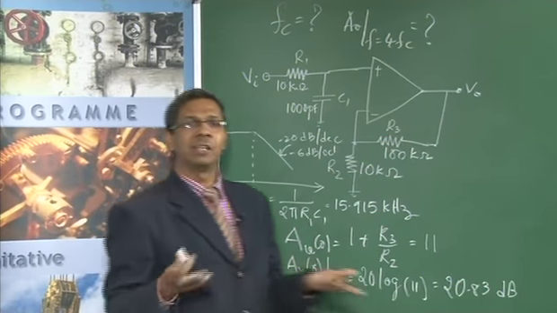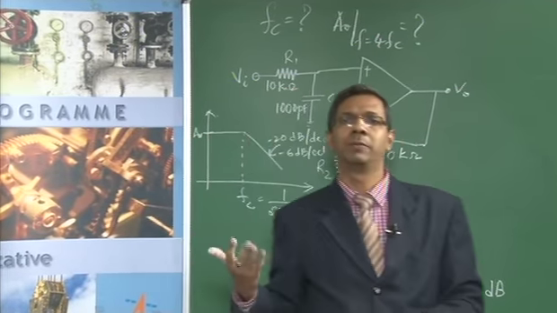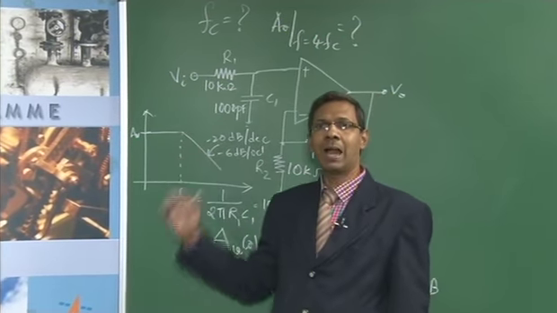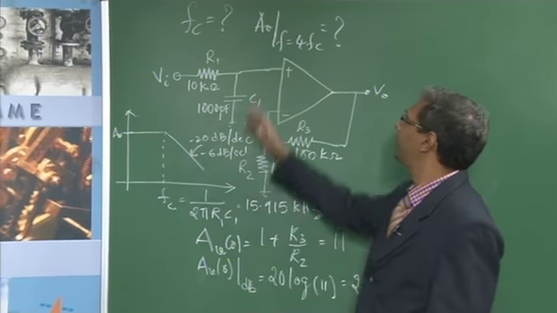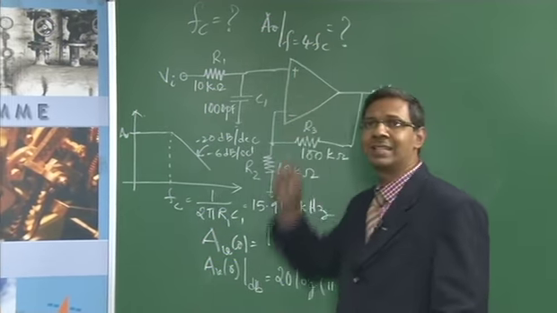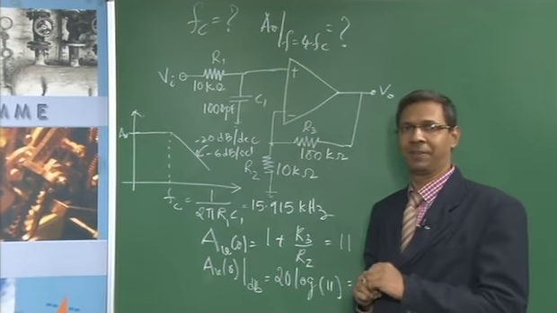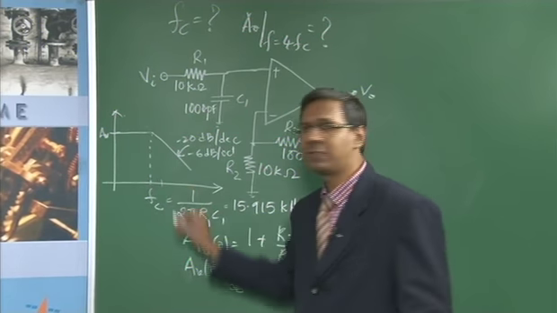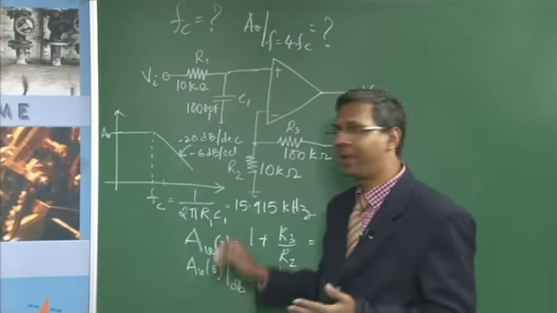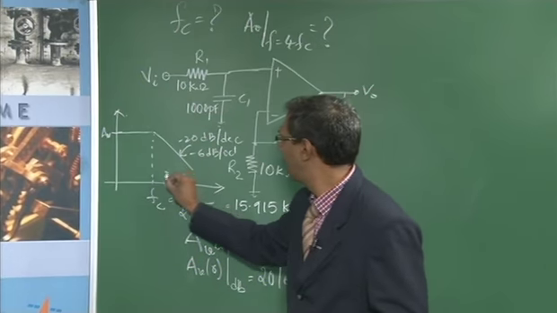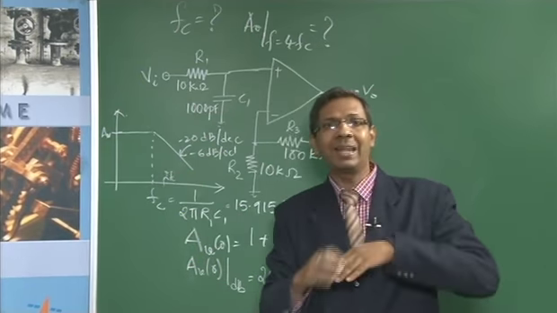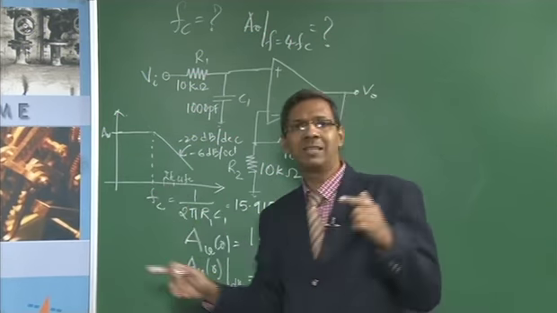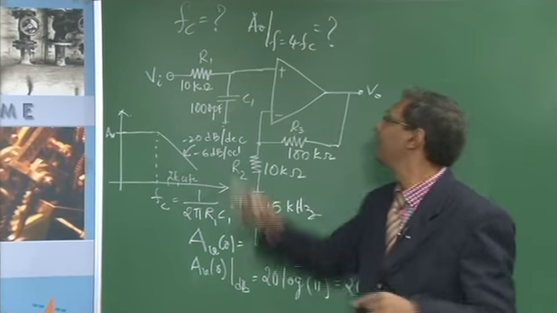Now moving on, this was the easy part, right? Wherein we started by finding out what is FC, and then we said what is the value of the gain at FC. But the question they are actually asking us is what is the gain at 4 times FC. So 4 times FC means what? From FC, if I double the frequency, what do I get? 2FC, right? Now from 2FC, if I double it again, I will get how much? 4FC.